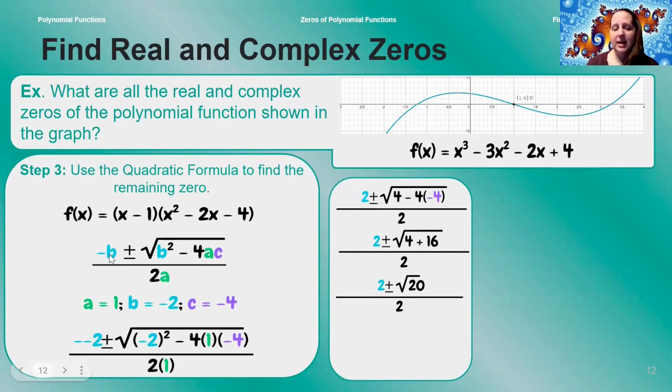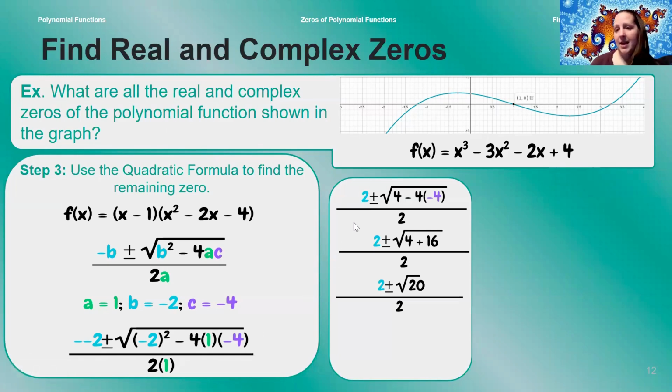So my quadratic formula again is negative b plus or minus the square root of b squared minus 4ac, all divided by 2a. A equals 1, b equals negative 2, and c equals negative 4. So I substitute those values in. So I get negative negative 2, which is going to give me a positive 2, plus or minus the square root of negative 2 squared minus 4 times 1 times negative 4, divided by 2 times 1.